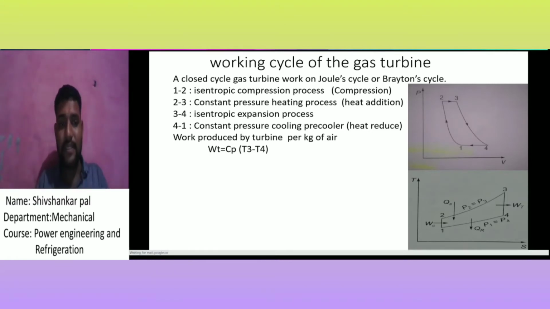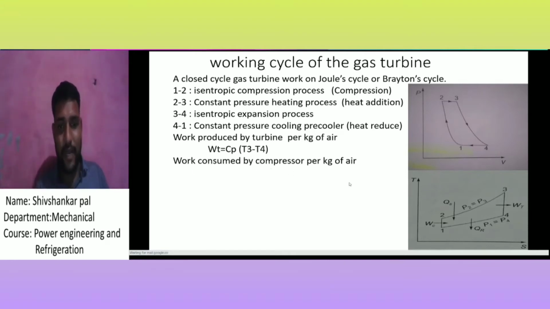Enthalpy H is equal to m Cp into delta T. But here take m equal to 1, so the m value is replaced by 1: Cp into delta T, higher temperature T3 minus T4. That is the work obtained from the turbine per kg of air. Here we take air as 1 kg.